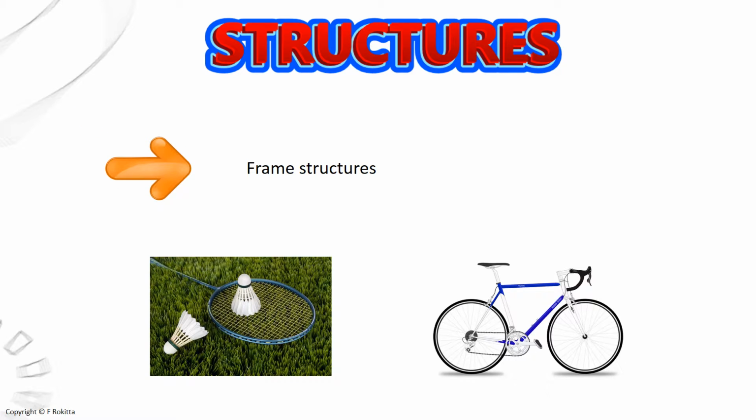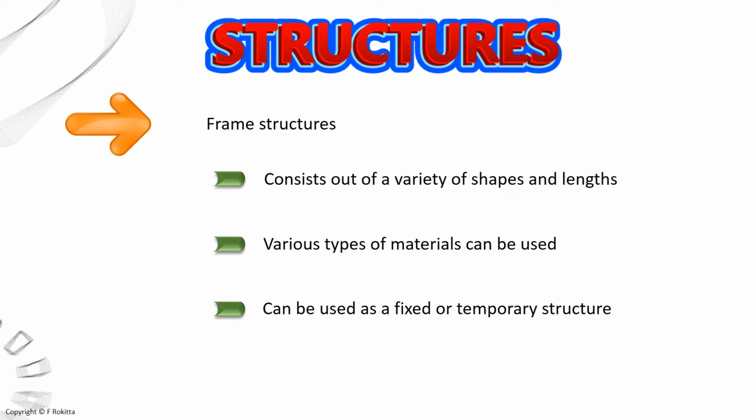A badminton racket is an example of a frame structure. A bicycle is also an example of a frame structure. Frame structures consist out of a variety of shapes and lengths. There are various types of materials that we can use to build frame structures. A frame structure can be used either as a fixed or a temporary structure. Think about the roof structure of a building or a spider's web, even a movable tent.